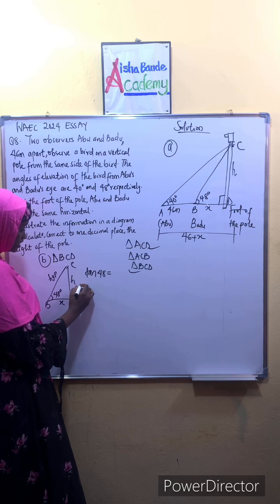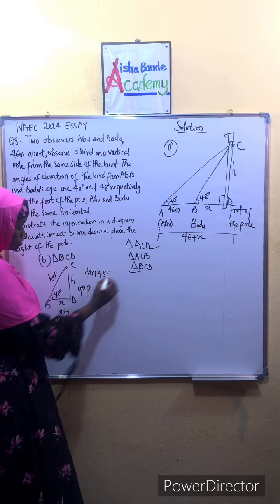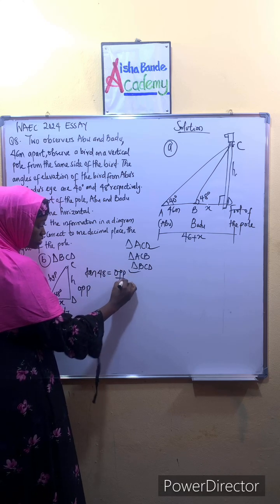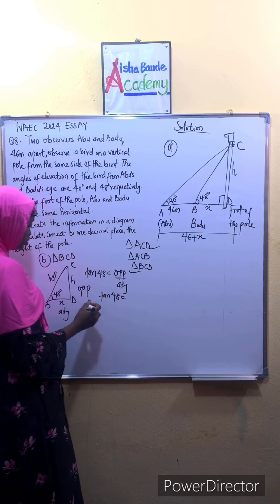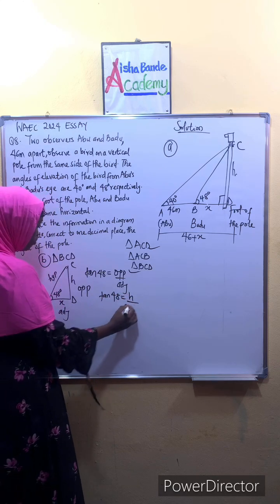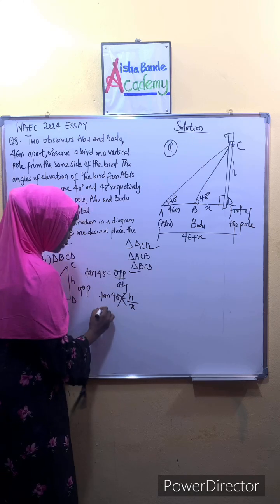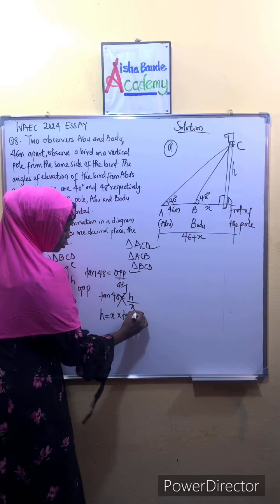We have the opposite as CD, and also the BD, which is the adjacent. So now we have tan 48, and we know that tan is opposite over adjacent. So tan 48 is equal to the opposite, which is H, over the adjacent, which is X. From this point, we can cross multiply. If we cross multiply, we have H is equal to X times tan 48.